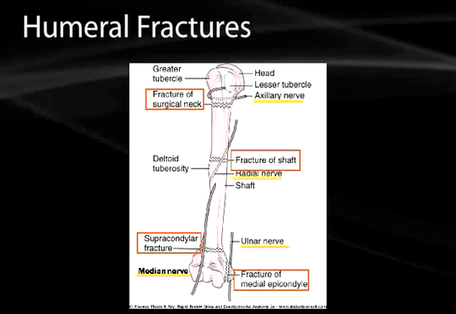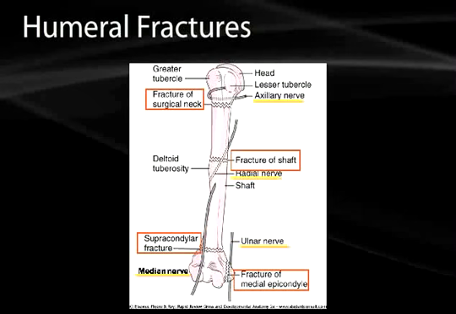When we look at humeral fractures, there's several things that we want to tie in together, and we're going to take some time on this because there's a lot of nerves that are associated with fractures at these areas as well. We've got the fracture of the surgical neck should automatically get you thinking about the axillary nerve and its potential damage.